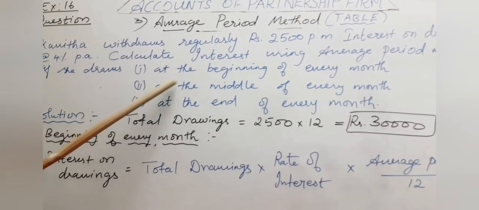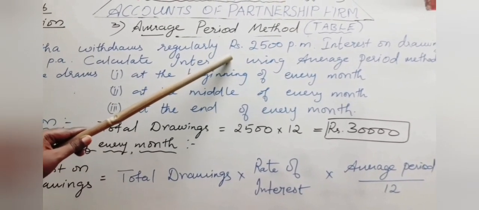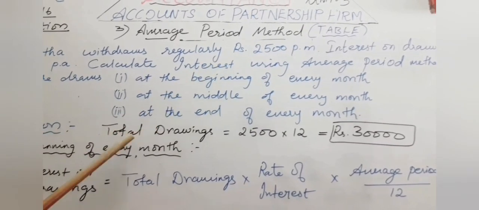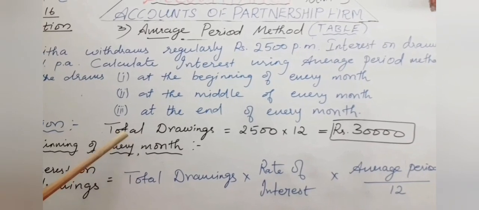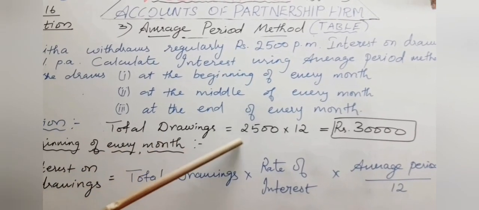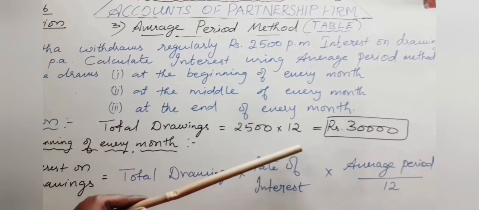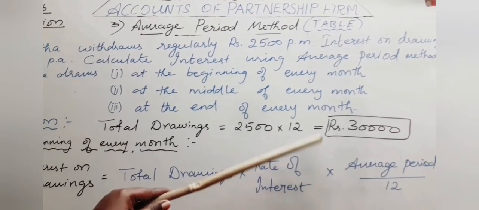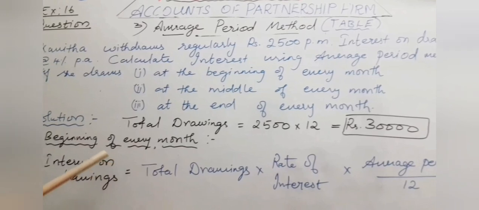So first we want to calculate total drawings. 2500 is drawings per month, so total drawings will be 2500 into 12. For 1 year she is withdrawing 30,000. You got me students? Now here I have written the heading.